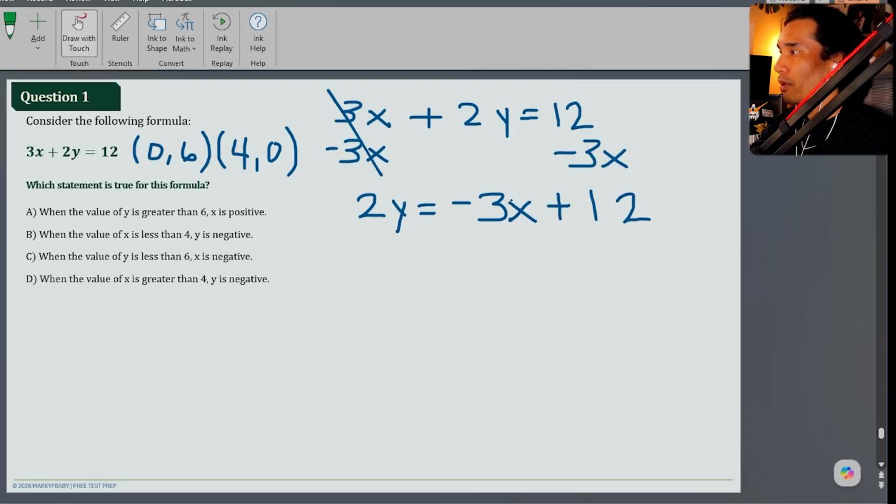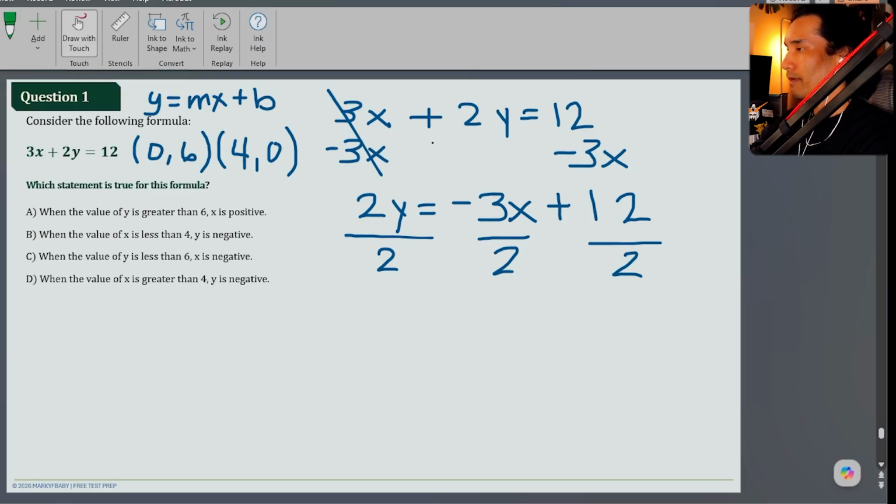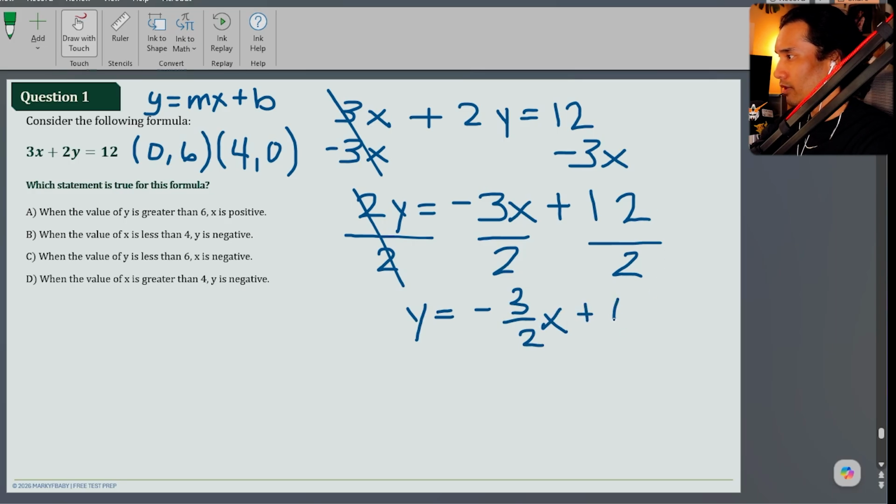Okay, and then what we're going to do is divide by 2. Divide by 2 and divide by 2. The biggest change I made here is all I did was put this negative 3x in front of the 12. I didn't just put 12 minus 3x, I put negative 3x plus 12. I like to do that because we are setting up this equation to equal y equals mx plus b form. Okay, so these cancel out, and then y is equal to negative 3 halves x plus, and then 12 divided by 2 is 6.